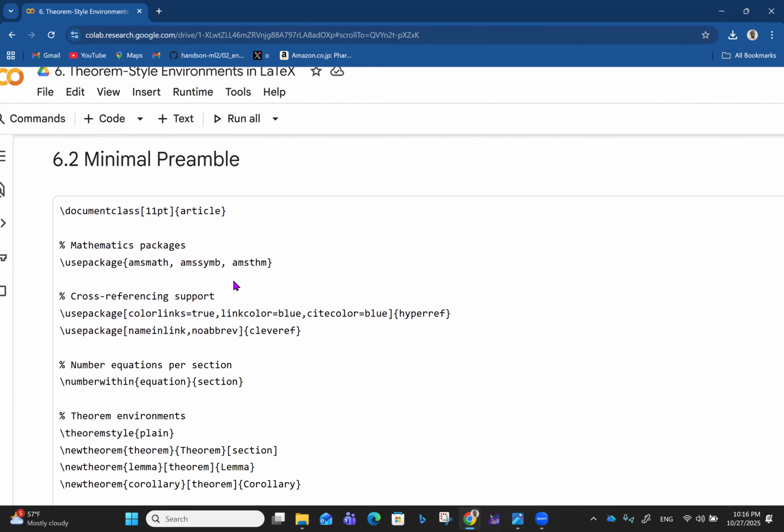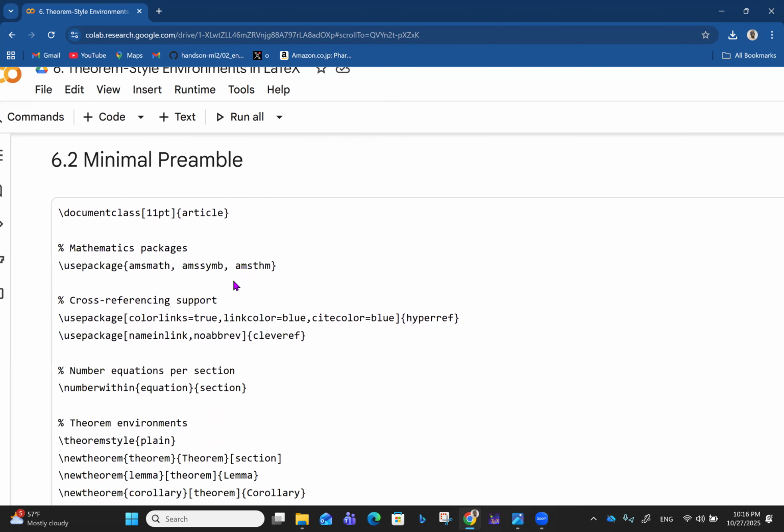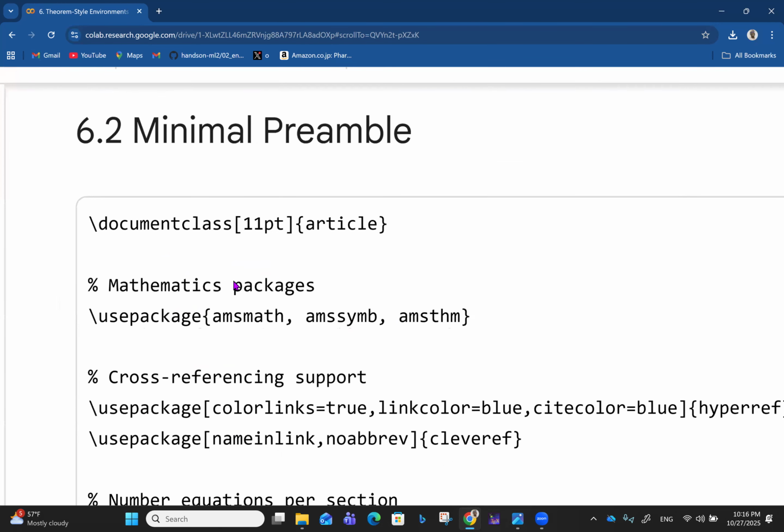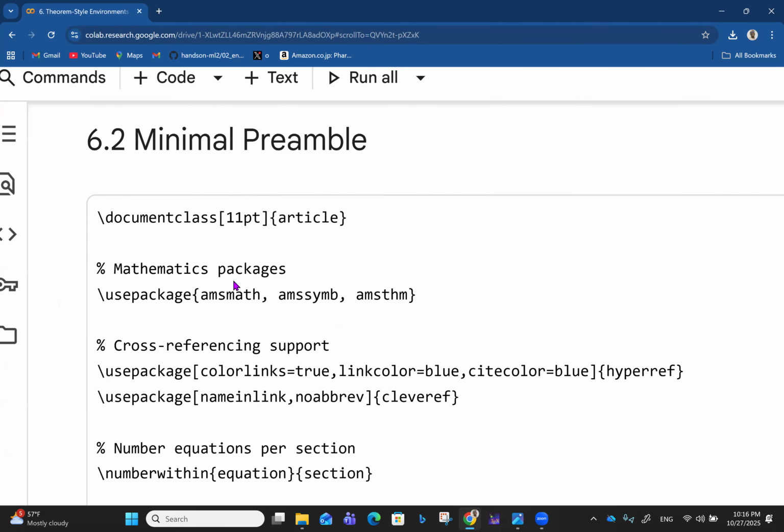So the minimal preamble, if you want to use this style. Of course, there's nothing you can do without documentclass, right? So you have documentclass, and you specify whether you want to write an article, a report, a book, and all that, or even a slide, talking about Beamer.